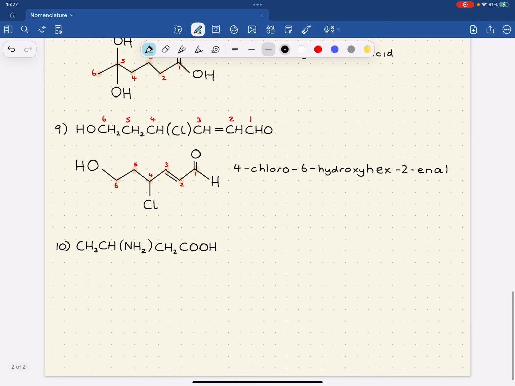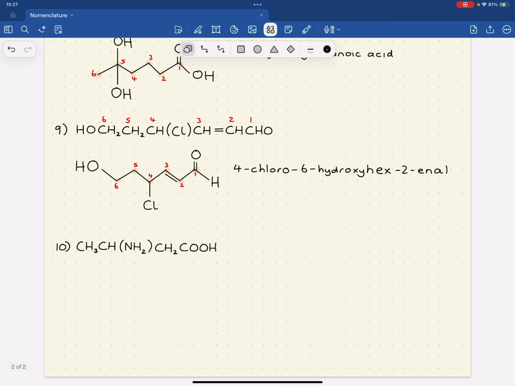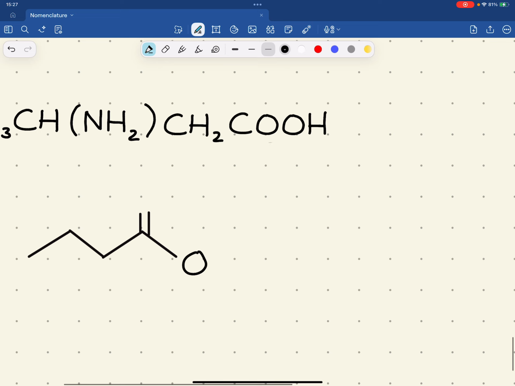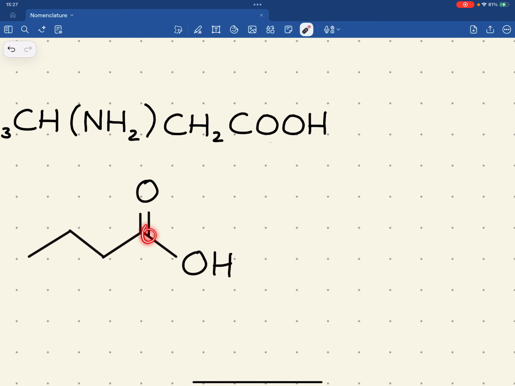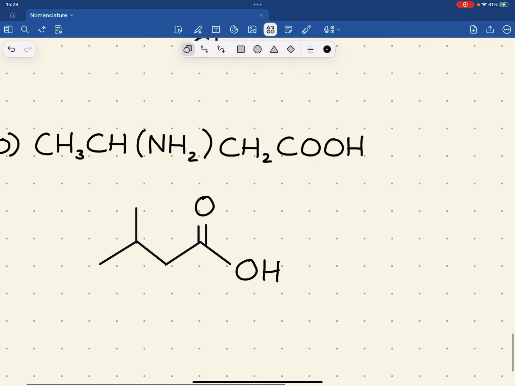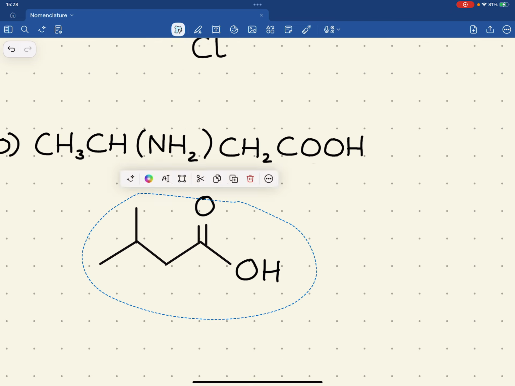Again, let's draw this as a skeletal formula. So we've got the OH there. Oh, let's just count. We've got 1, 2, 3, 4. So 1, 2, and 3. So I'd have an NH2 coming off there. Let's just move this down a little bit.